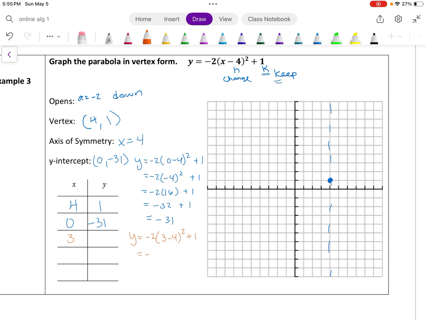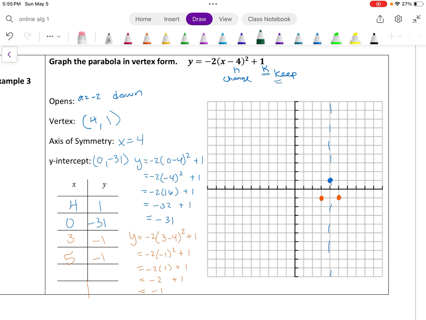Again, be a good idea to pause and see if you can do this math for yourself. -1 squared is positive 1. -2 times 1 is -2. Negative 2 plus 1 is negative 1. 3, negative 1. And it looks like it's opening down, so that makes sense. Then if we mirror that, we get the point 5, negative 1.